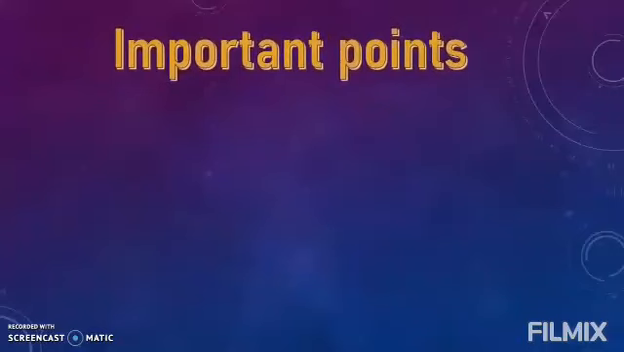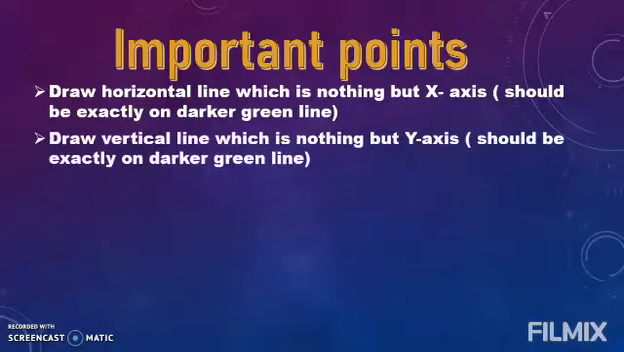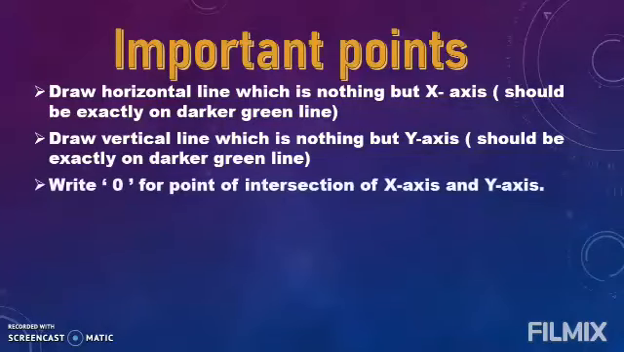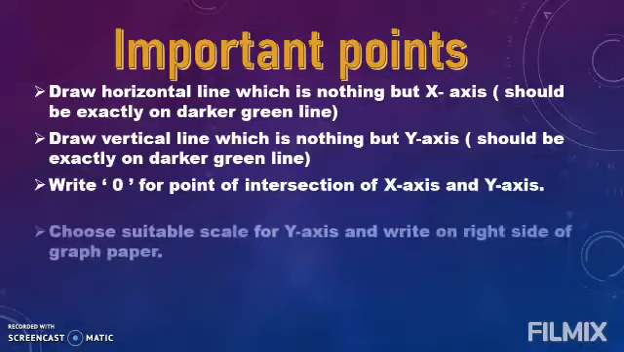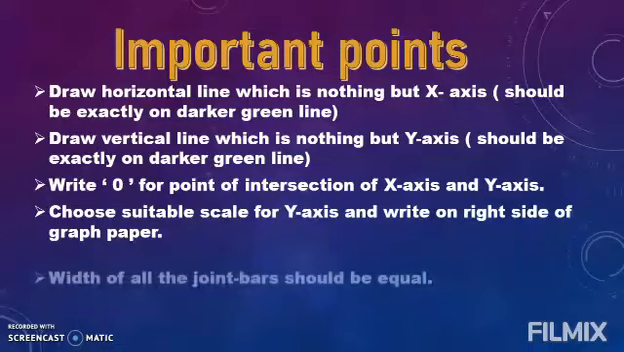Now important points for drawing joint bar graph. First, draw horizontal line which is nothing but x-axis and it should be exactly on the darker green line. Draw vertical line which is nothing but y-axis and it should be exactly on again darker green line. Write 0 for point of intersection of x-axis and y-axis. Choose suitable scale for y-axis and write on right hand side of the graph paper.